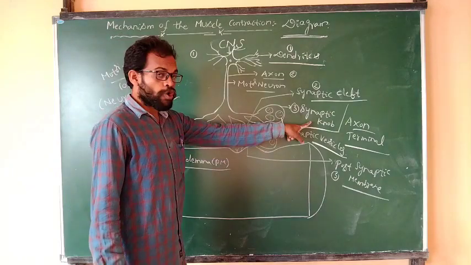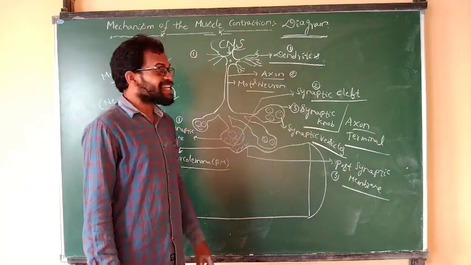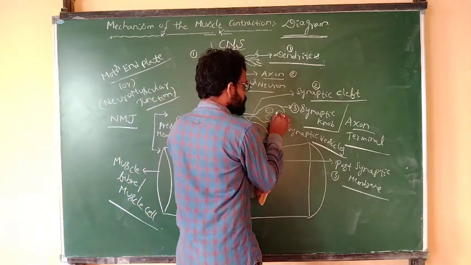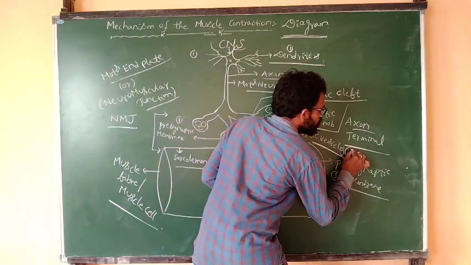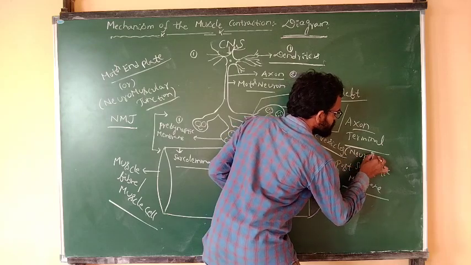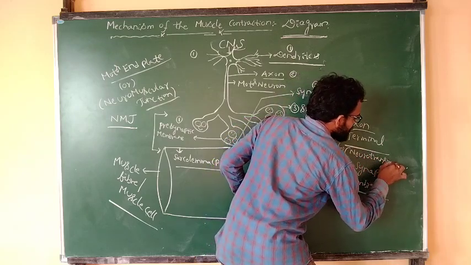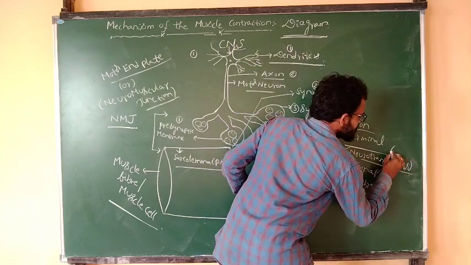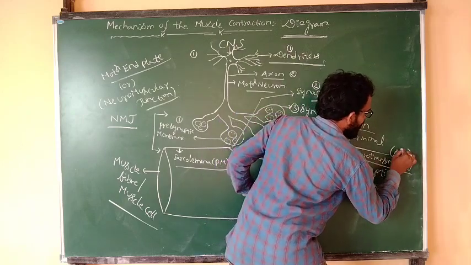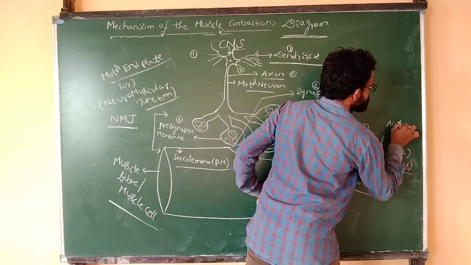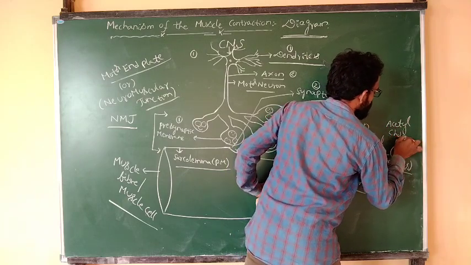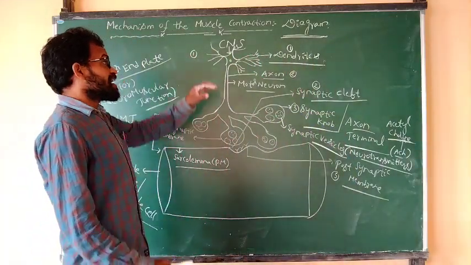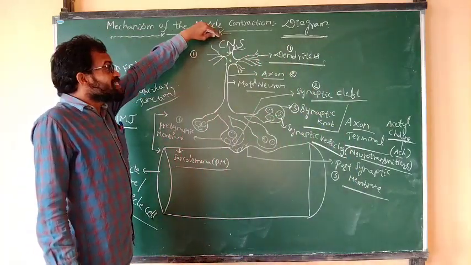The synaptic nerve is filled with the synaptic vesicles. These synaptic vesicles are filled with neurotransmitters. What is an example of the neurotransmitters? Acetylcholine. Neurotransmitter, acetylcholine.